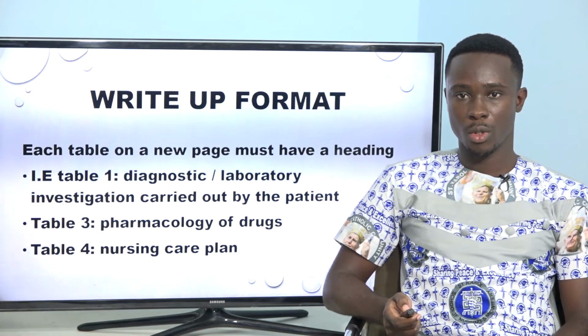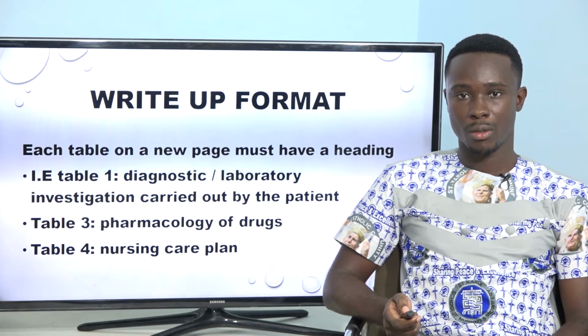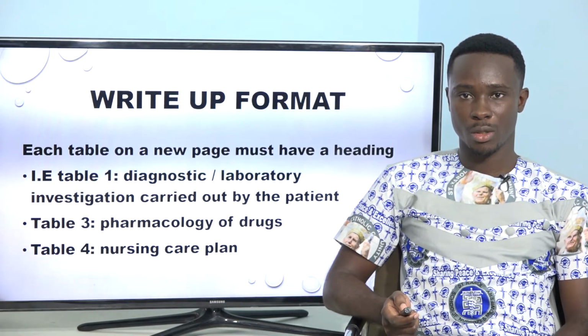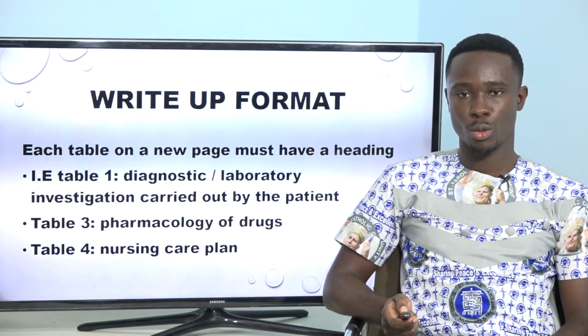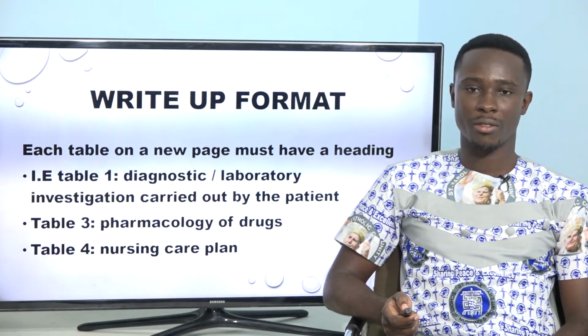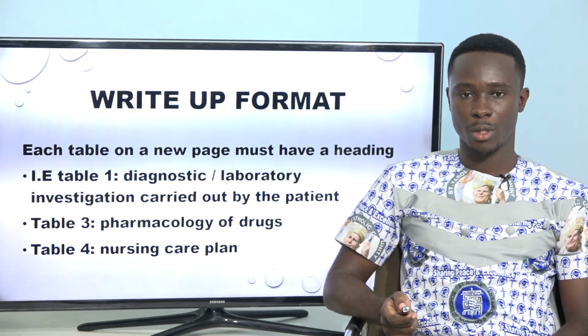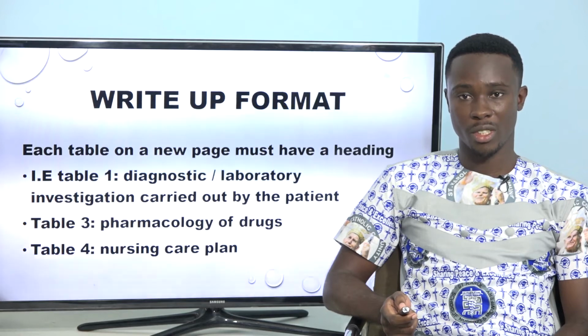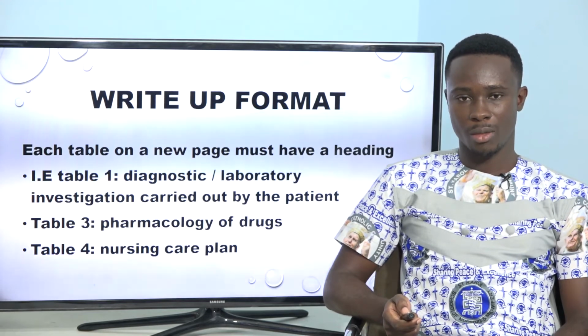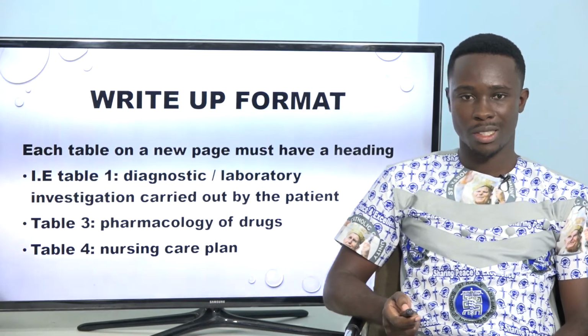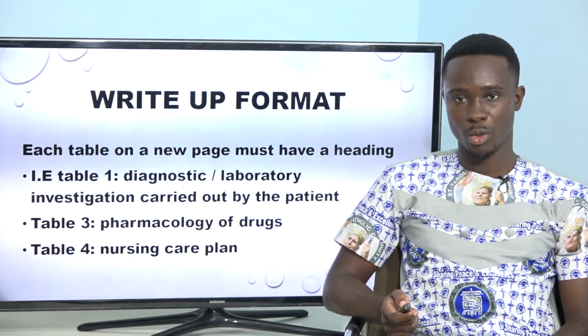So each table should be on a new page. What we mean is that if the page is exhausted, each table should be on a new page and should have a heading. So Table 1, you can have, for example, about 6 diagnostic or laboratory investigations carried out by the patients. An example can be hemoglobin estimation level, full blood count, chest X-ray, MRI, blood urea and electrolytes, and creatinine. These are all examples of diagnostic or laboratory investigations.